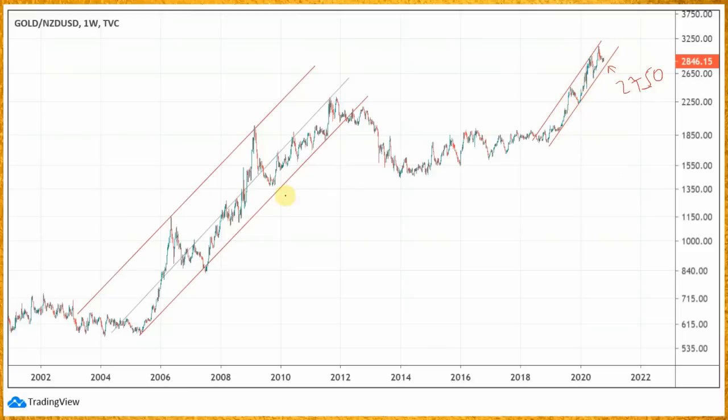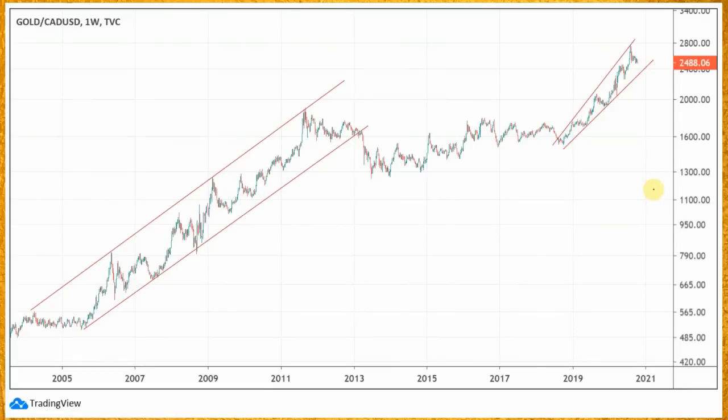But another possibility is that we're looking at a kind of band like this over here, in which case we could get some spikes up. And that could be what forms the upper end of a much wider channel. That's another possibility. And of course, I know we've got some Canadians in the audience as well. So let's look at gold in Canadian dollars.